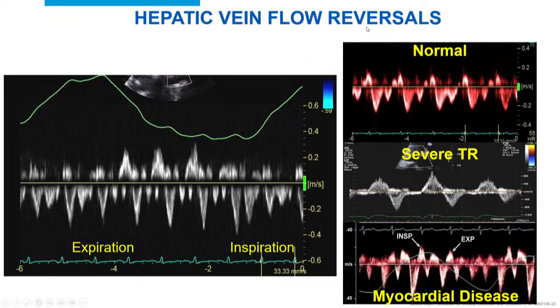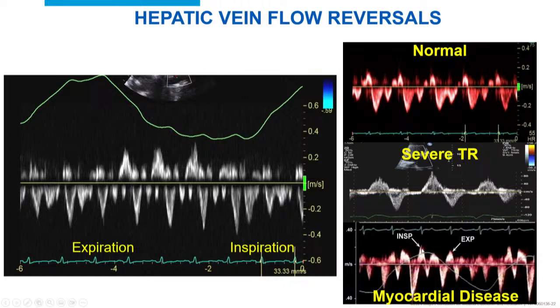This is normal Doppler, a little bit of reversals there. And then systolic is higher than diastolic velocity, and severe TR, right? We're looking at neck veins, but this is always a systolic flow reversal, V wave here, right? And then myocardial disease also has significant diastolic flow reversals here, but completely opposite.